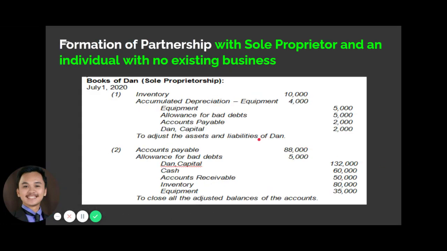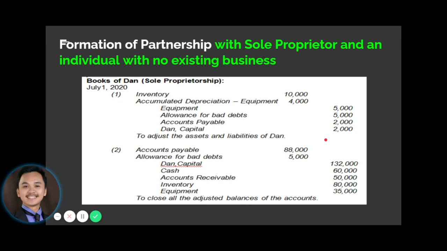Okay. So, assuming the same illustration earlier, this will now be the journal entry to adjust the books, and then this is the journal entry to close the books, or to close all the adjusted balances of the accounts. So let's have this one. This is what happened earlier, the adjustment: inventory of 10,000, accumulated depreciation of 4,000, equipment of 5,000, allowance for doubtful accounts of 5,000, and accounts payable of 2,000, and then a 2,000 increase to Dan capital. Okay?